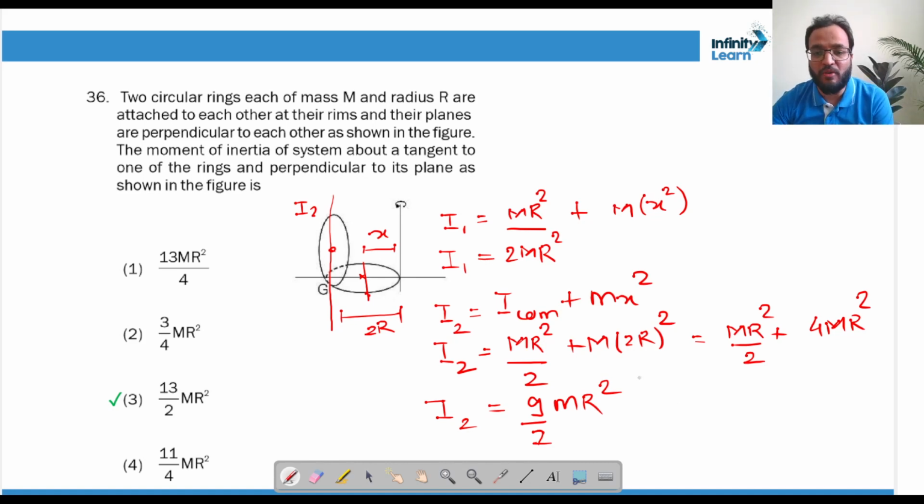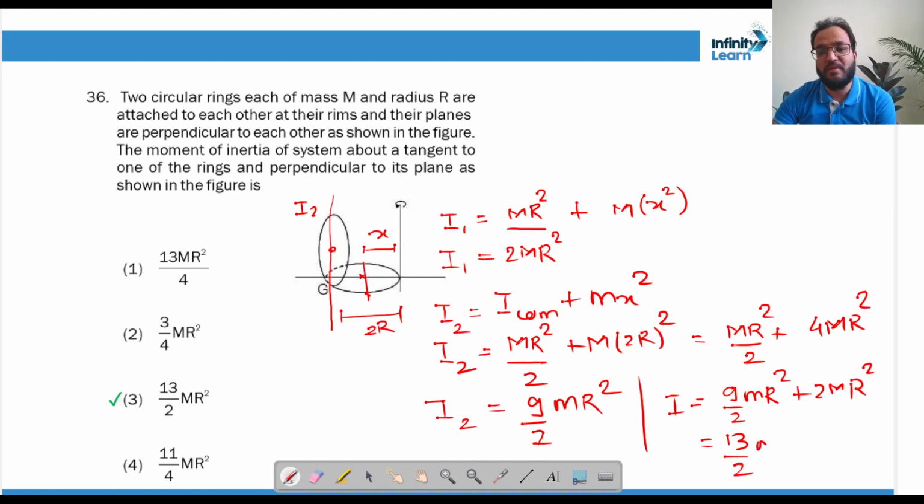Right. Now the overall moment of inertia will be the sum of both. So 9 by 2 mr square plus 2 mr square. I guess it is 13 by 2 mr square. I hope you understand how we are finding out the axis.